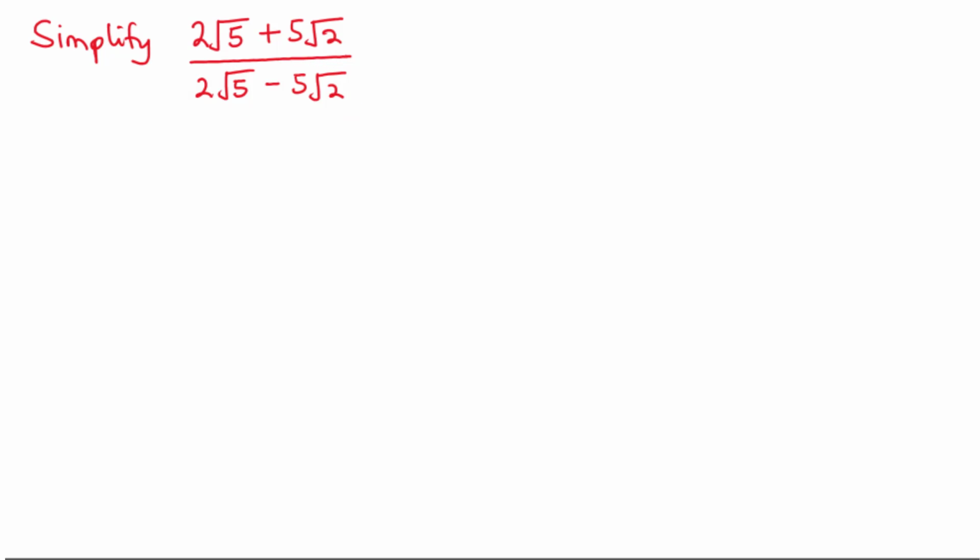Now given a surd, say a plus root b, then the conjugate of this surd is a minus root b. So basically it is the sign that changes.